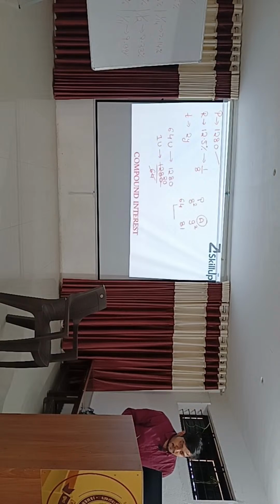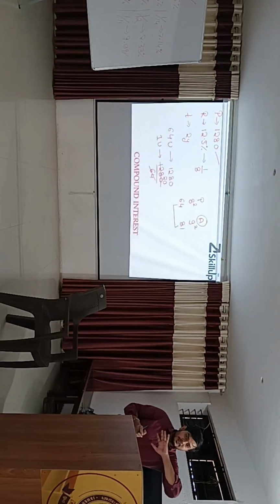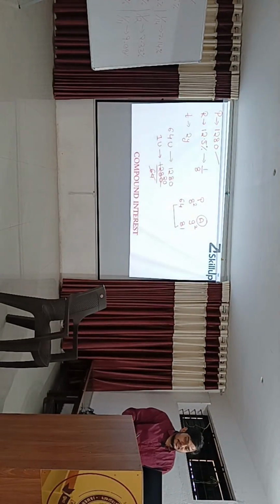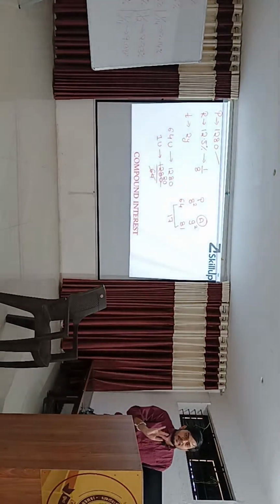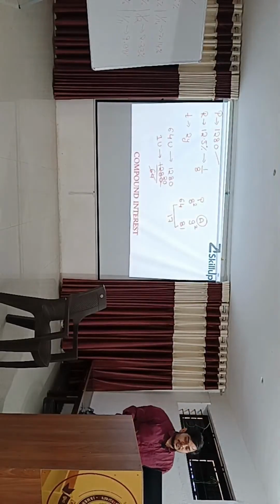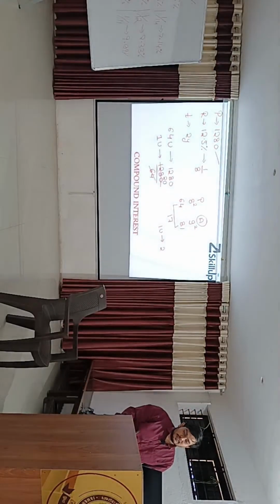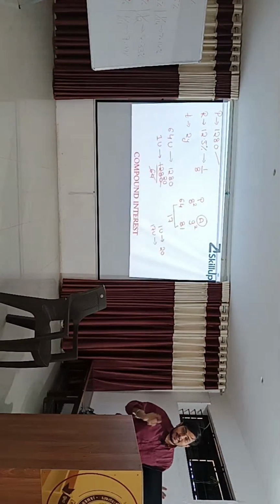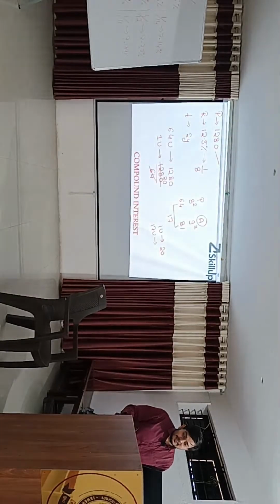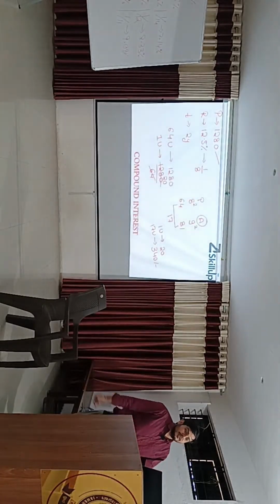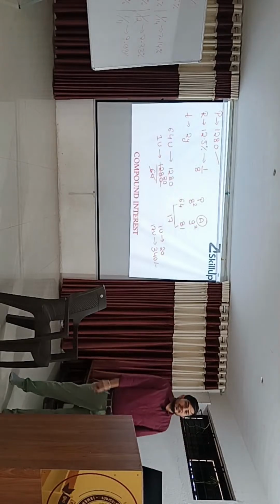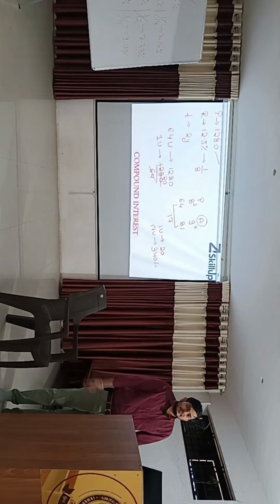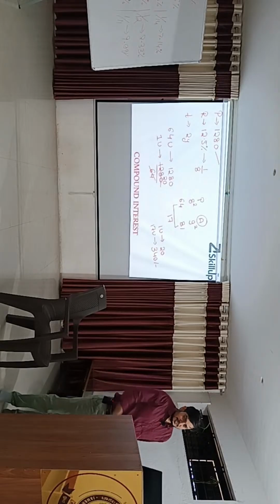Compound interest. If I give 64 rupees, I get 81 rupees. So compound interest is 17 units. 1 unit value is 20 rupees. 17 units value is 340 rupees. Are you understanding this mathematics? Any doubts? Shall I give one more question?